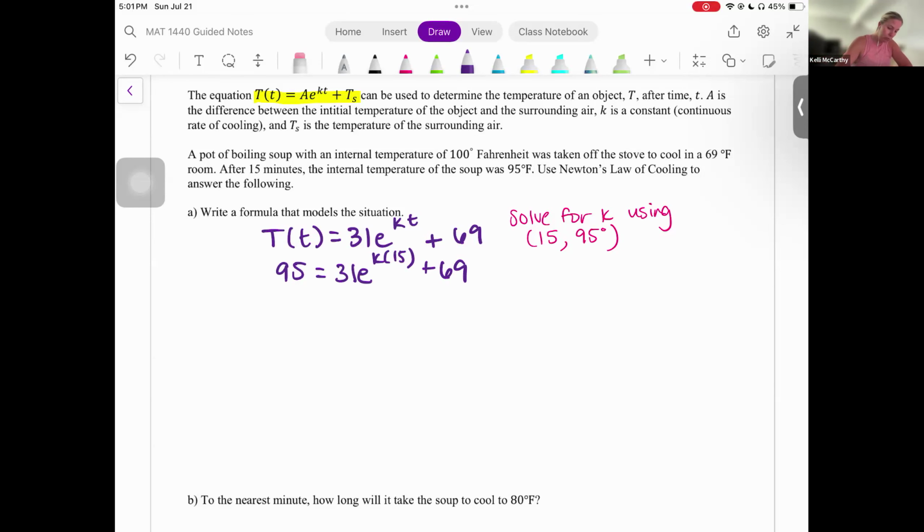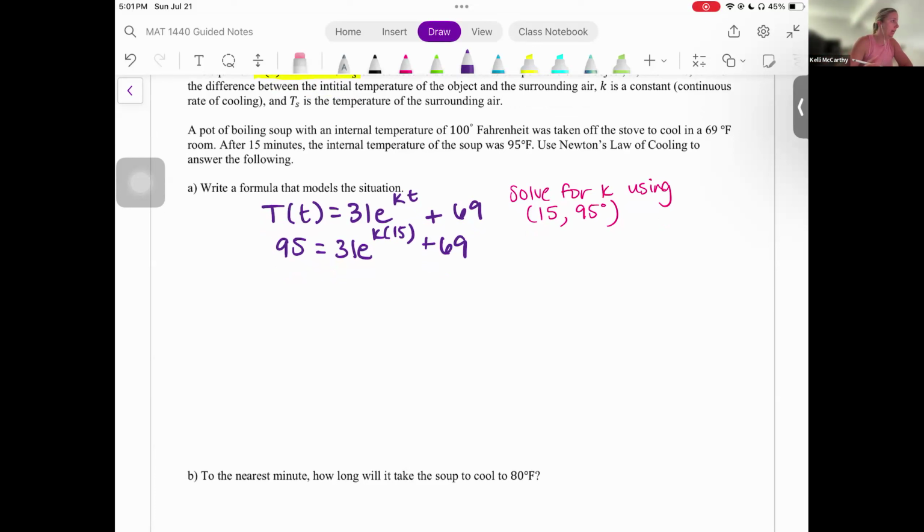We'll subtract 69 from both sides. I'm sorry, I was trying to find where in my work we were at, which is 26. So 26 is equal to 31 e to the 15 times k. We'll divide both sides by 31. I'm going to leave that just as a fraction.